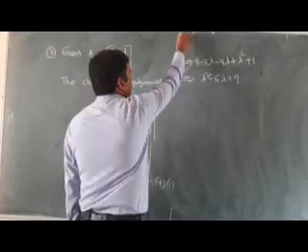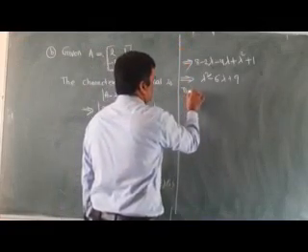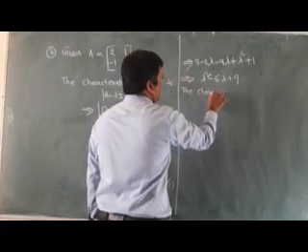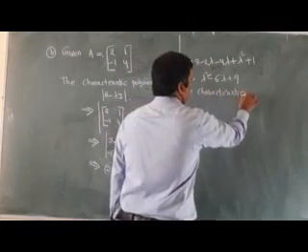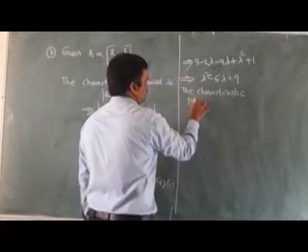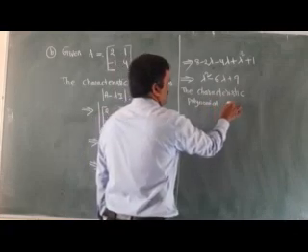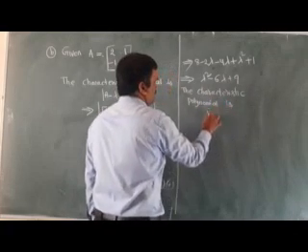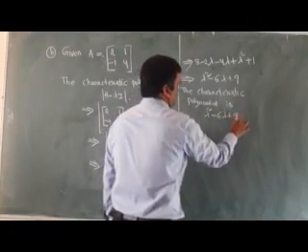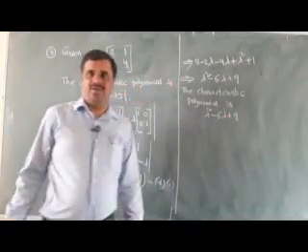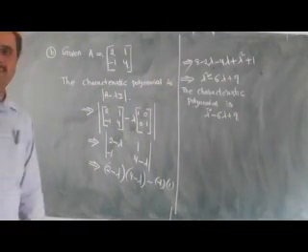The characteristic polynomial is lambda square minus 6 lambda plus 9.